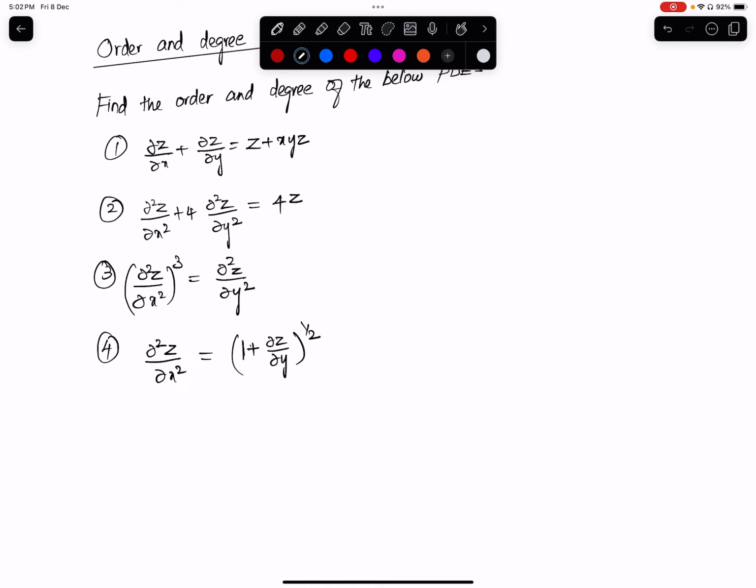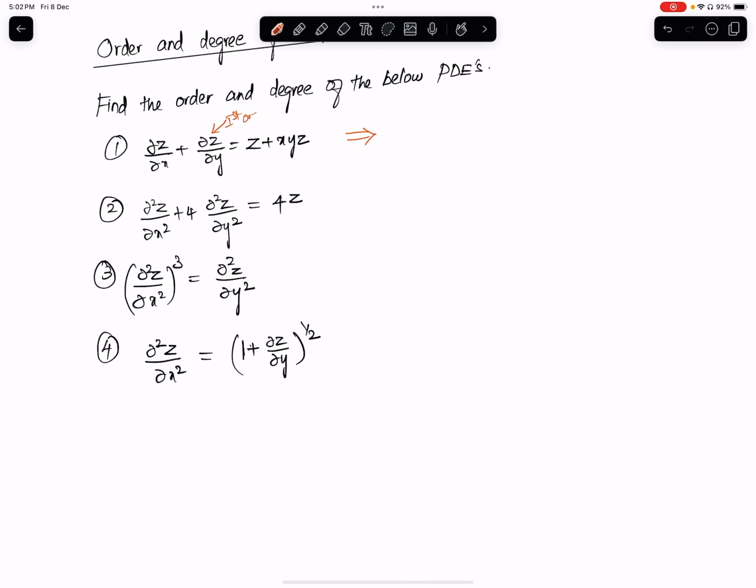Let us see these questions one by one. See the first question. You know how we define the order. In the differential equation, take the highest order derivative. For example, in the first one, we have first order partial derivatives. This is first order, and here also first order. So what is the order? The order is equal to 1.